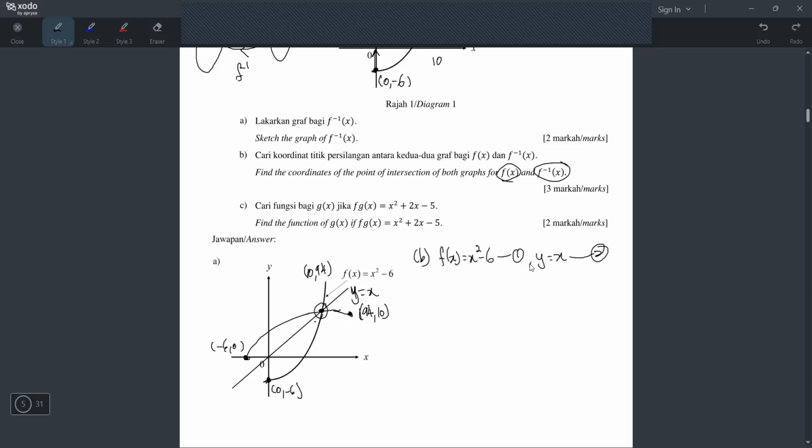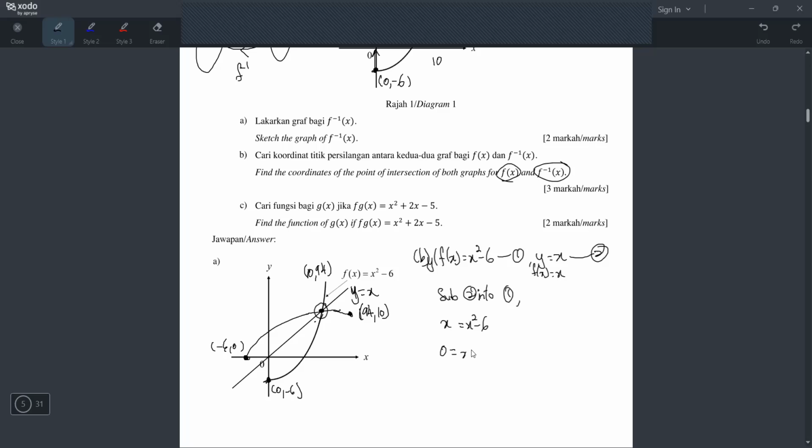So what you do now is you do substitution. So y equals x. If they say y means f(x), y and f(x) are the same thing. So if they say f(x) equals x, it means I can substitute the x straight away inside here. So substitute 2 into 1, and then it will become x squared minus 6, and then the whole f(x) is x, like this, right? Because f(x) and y are the same thing. So if I say y equals x, it means x equals x squared minus 6.